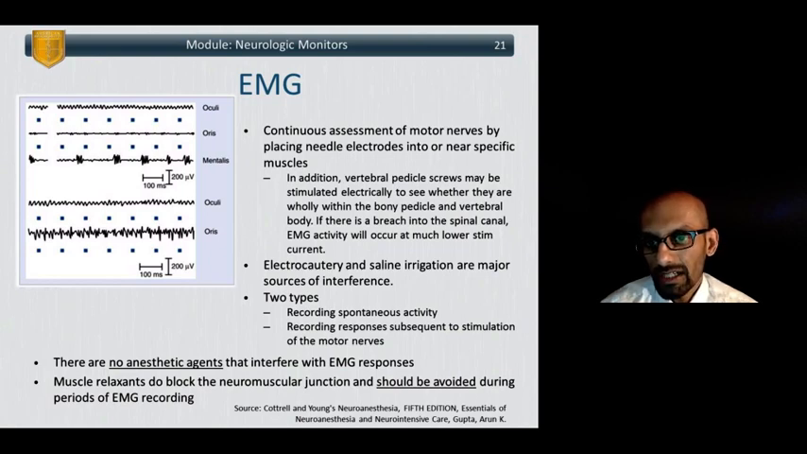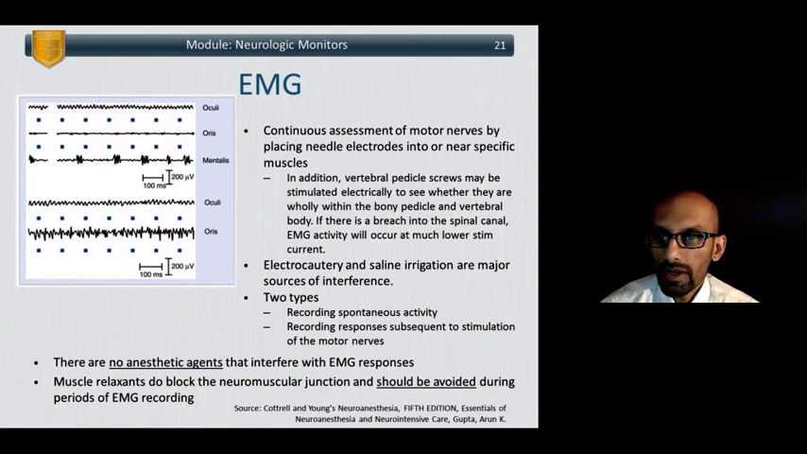Electrocautery and saline irrigation are major sources of interference. You can record spontaneous activity through EMG monitoring, where you're just looking at general electrical activity of the muscle over time. If you start to see erratic behavior, that is basically surgical trespass across the muscle, or the patient's getting light, they're starting to buck, or you've run out of your muscle relaxant and you need to redose.